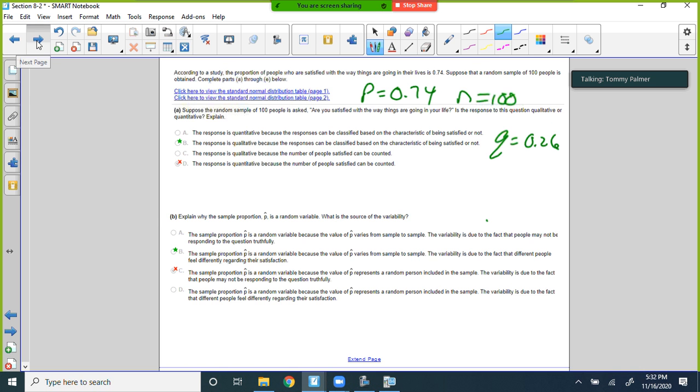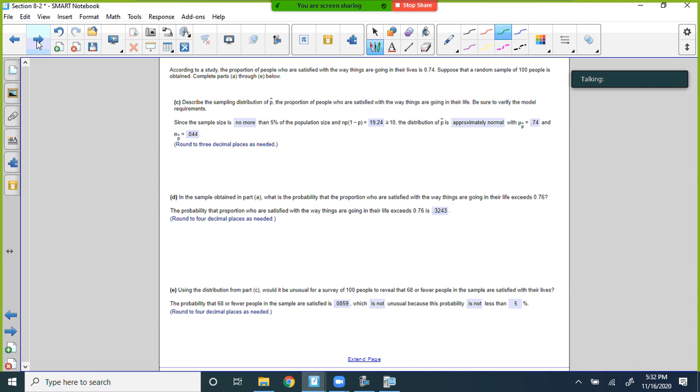All right, so those are theoretical. Now we're getting to the meat and taters of it, right? What the heck is going on here? According to the problem, the proportion of people who are satisfied with the way things are going in their lives is 0.74. Well, we said that was p, right? That's the mean. And then q would be 0.26. And we know that n is 100. So if we do npq, it's got to be greater than 10.